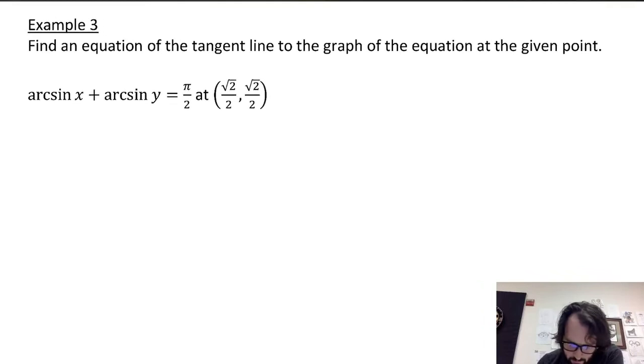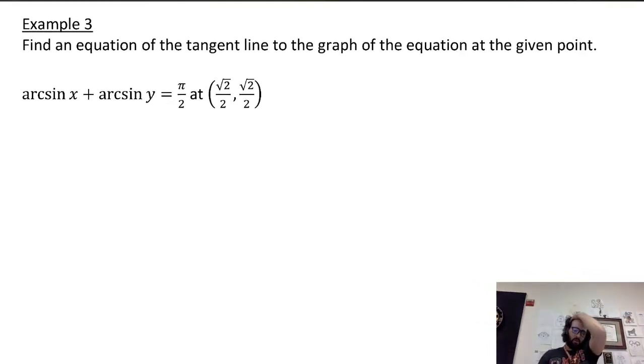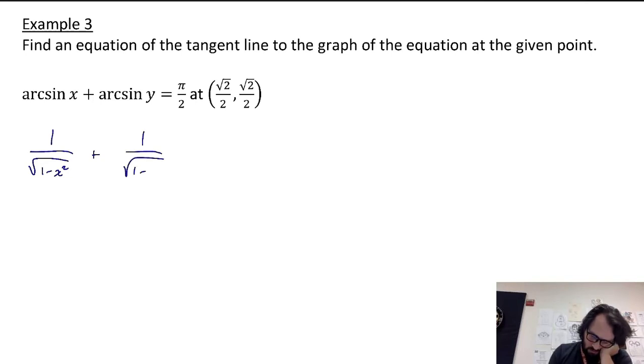Yes. All right. Find the equation of the tangent line to the graph of the equation at the given point. So there's my equation at root 2 over 2 comma root 2 over 2. So I need to find the derivatives of these things. So let's see what we can come up with. So we have 1 over root 1 minus x squared plus 1 over root 1 minus y squared times y prime equals 0. Right? That is doing the derivative with respect to x of both sides.